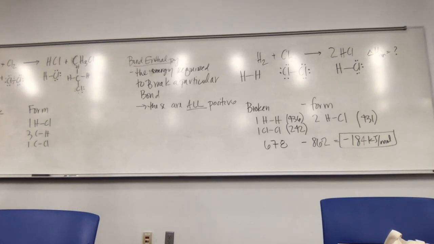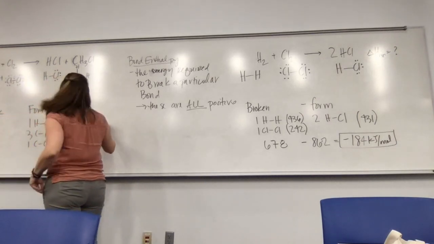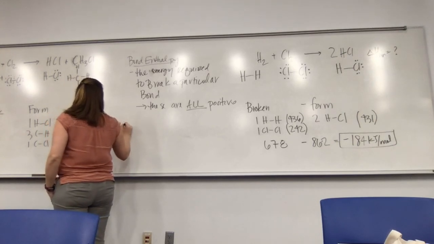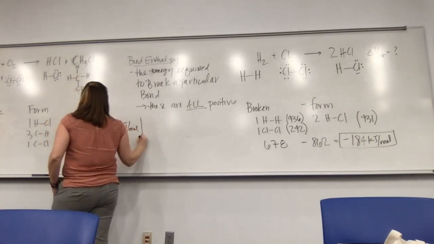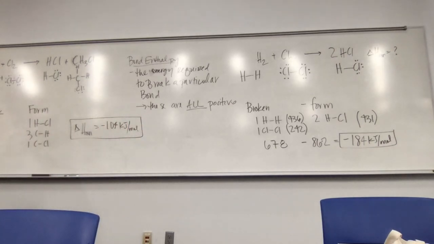Other questions? So in this case, the delta H of the reaction is negative 104 kilojoules per mole. Yeah. Because it's 4 CH, would you do 4 times the 415? Yes, it will be 4 times 415 or whatever else it is.